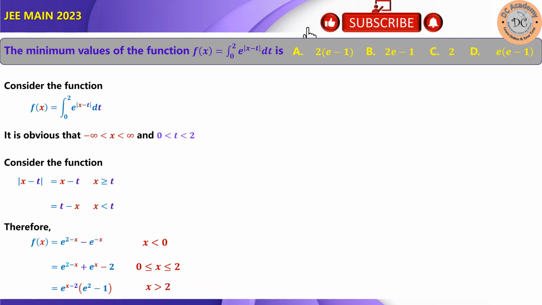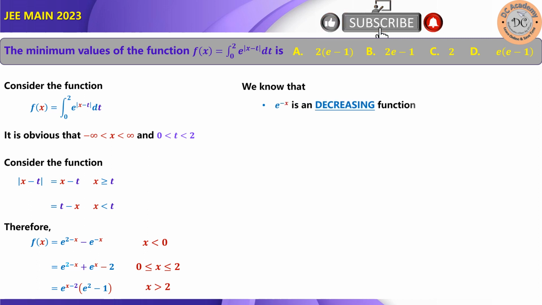Now notice we are able to obtain the function f(x) in the entire domain from minus infinity to plus infinity. So now let's observe how we find the minimum value, because that's the next step.